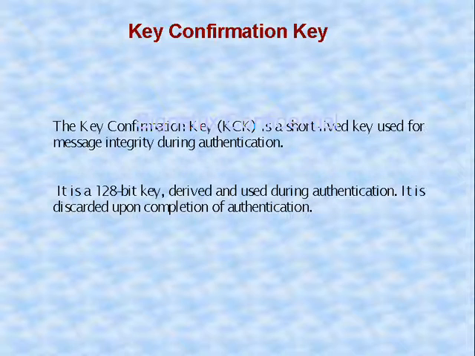At the end of the four-way handshake only will we derive the pairwise temporal key. By using that we will encrypt the data and calculate the MIC field after the four-way handshake process. But during the four-way handshake process we have to make our packet secured, right? By using what key? That key is known as the key confirmation key. It is also a 128-bit key derived and used during the authentication. It is discarded upon completion of authentication.